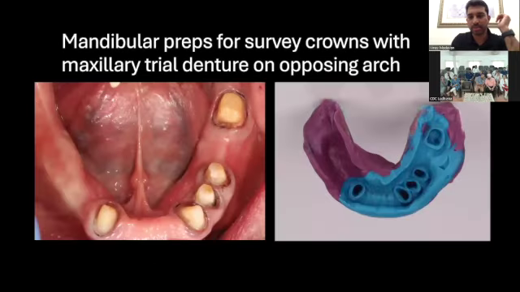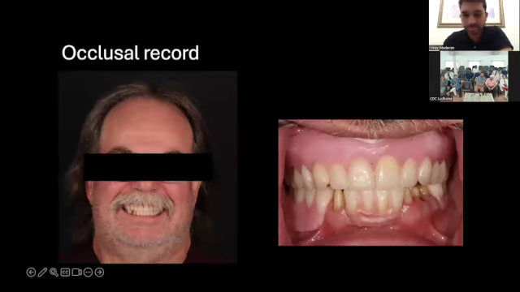In the mandibular arch, we decided to do a partial by retaining some of his teeth. So I was able to prep these teeth for a survey crown. And we were able to do an occlusal record. Again, I like to have a teeth setup before we send an impression to the lab, because if I don't have a tooth setup, the lab really doesn't know how bulky to make these crowns. So sometimes they might end up making them too bulky, and then it would not look good. If you give them a tooth setup, at least the lab can see the contours.